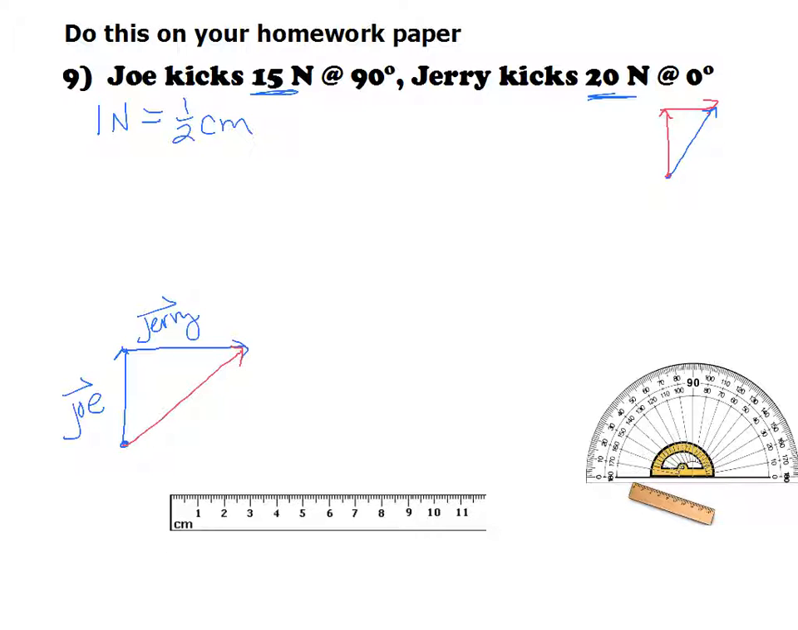and since 1/2 a centimeter is equal to 1 Newton, if I had 30 centimeters, well, that would be 60 newtons. And that would be the force at which that ball actually got hit. And that's how you would write your answer. You'd say the ball actually went at this degree with this many newtons of force.